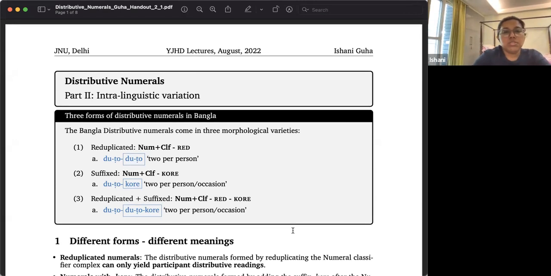Just to remind you, we saw three kinds of forms for Bangla: reduplicated, like duto duto; two forms suffixed with kore, so duto kore, as in two; and three, reduplicated and suffixed, so duto duto kore. I can tell you in advance that the difference is between 1 versus 2 and 3, that is, the reduplicated form and the form suffixed with kore.